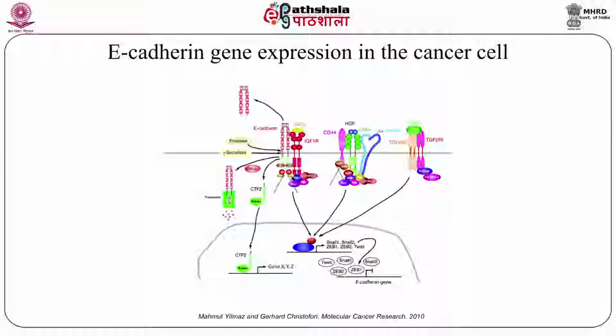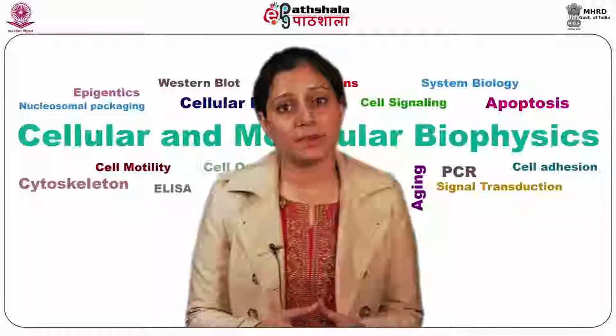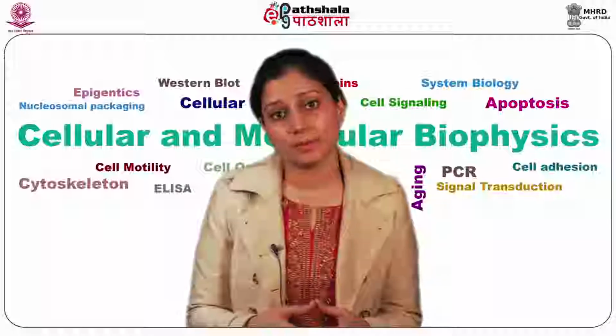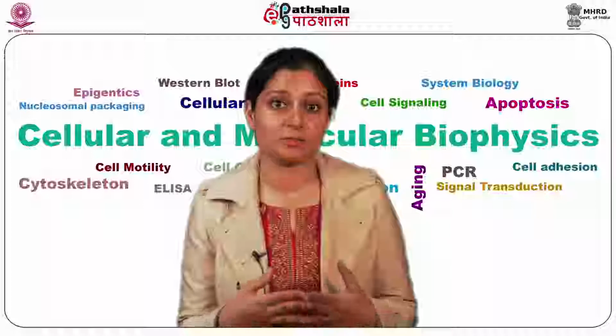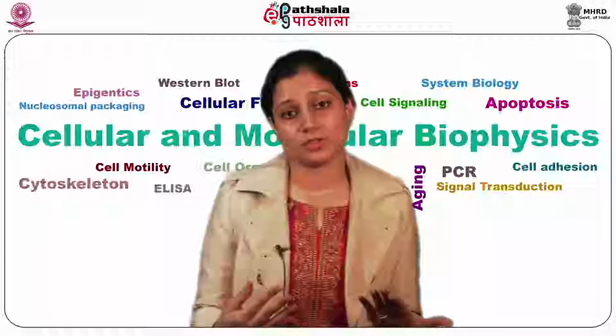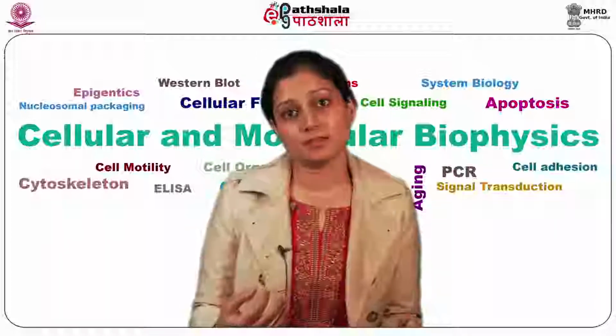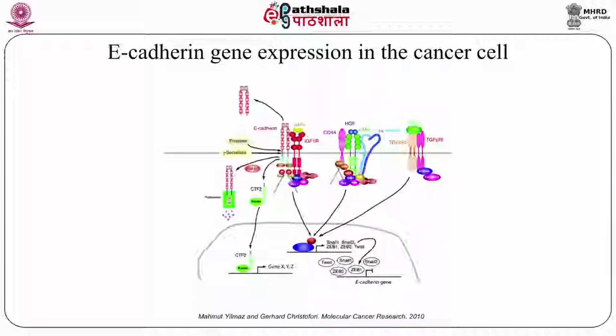As we have discussed in the previous slide that cancer cells have lost E-cadherin, let us understand the pathways causing this loss of E-cadherin. This is a schematic representation of the signaling pathways leading to the repression of E-cadherin gene expression and the upregulation of transcriptional repressors of E-cadherin gene. Let's look at the E-cadherin receptor first.